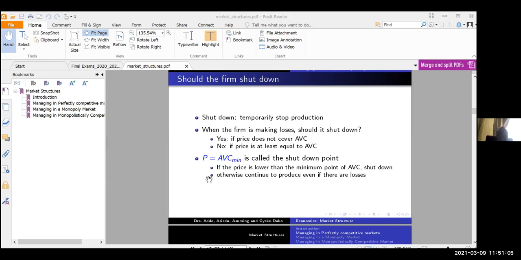So if you run your own business, you can always check that. At least the price you're getting should cover your operational costs. If the price is lower than the minimum point of the average variable cost, then shut down. Otherwise, you continue to produce if the price you are getting at least covers your operational cost, or the average variable cost.